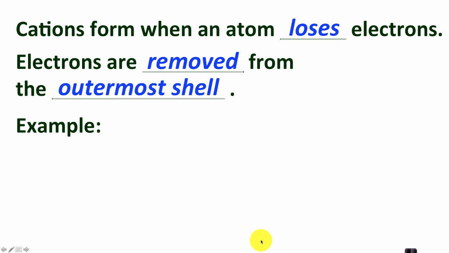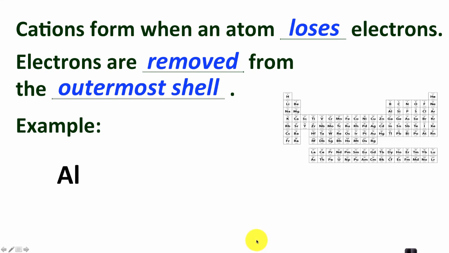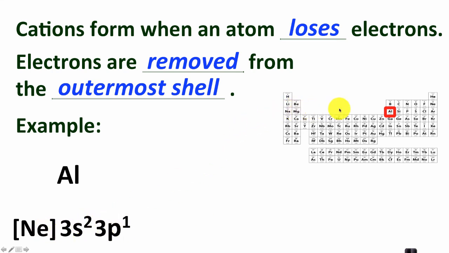And let's do an example or two. First of all, aluminum. There's the periodic table, and there's aluminum. And aluminum is most likely, when it forms an ion, to lose a few electrons. And in the case of aluminum, it would lose 3 electrons and end up with a neon noble gas arrangement. So neon 3s2 3p1 is the condensed electron arrangement of aluminum.